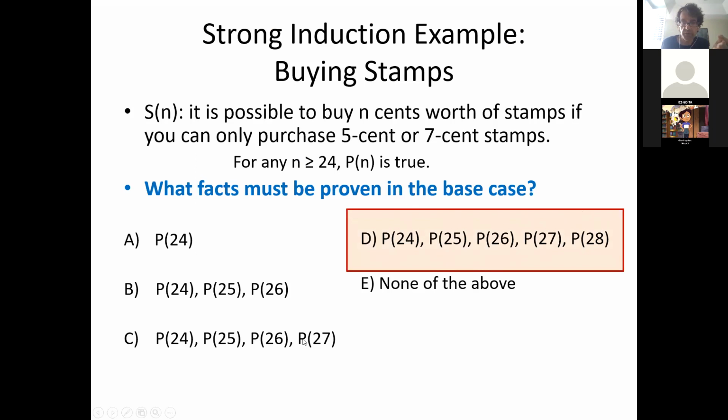So if you only prove these and you try to argue for 28, it wouldn't have worked, because if you try to take away 5 cents from 28, you would be at 23, and this threshold is chosen for a reason. The statement is not true for 23. You cannot make 23 as a sum of 5s and 7s.